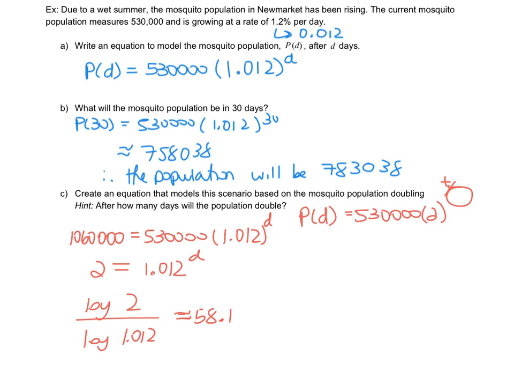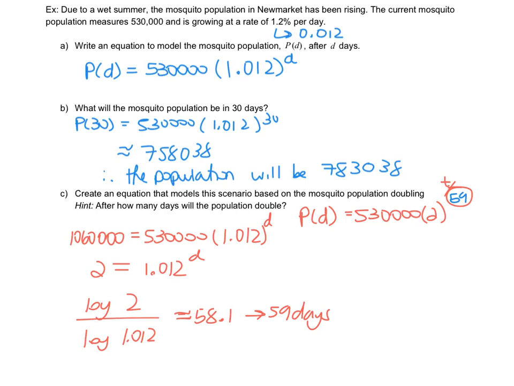So if I do 530,000 times 1.012 to the power of 58, which is how I would normally round, I haven't actually reached double the population. So 58 is no good. But if I round up, which I wouldn't normally do, then I have surpassed that 1,060,000. So we would consider 59 the doubling time. And now that we have that, we can go to our equation and do T over 59. And that will be the new equation that represents the mosquito population doubling.